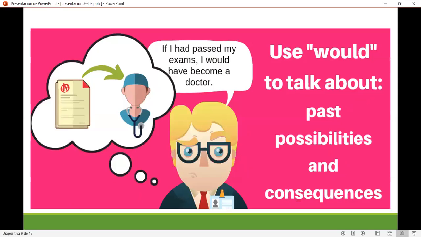Okay, now let's talk about would. Can we use would? Yes, we can use would. Remember that would is the past of will. But this one is commonly used for conditionals. The example: if I had passed my exams, I would have become a doctor. It says use would to talk about past possibilities and consequences.